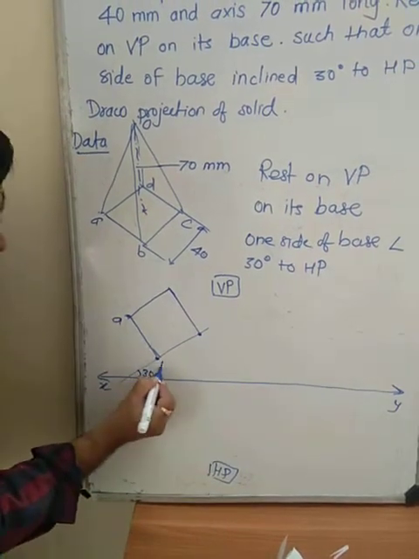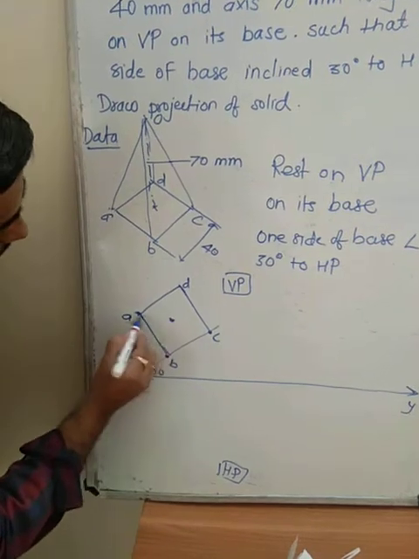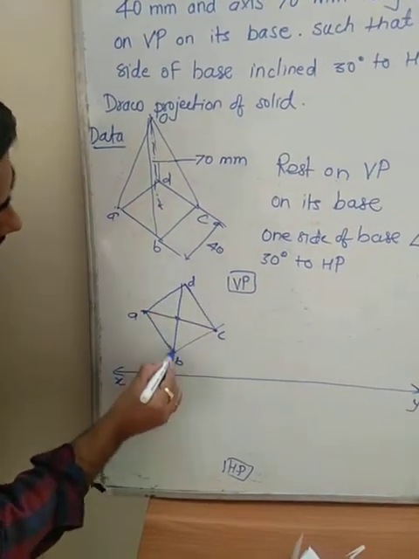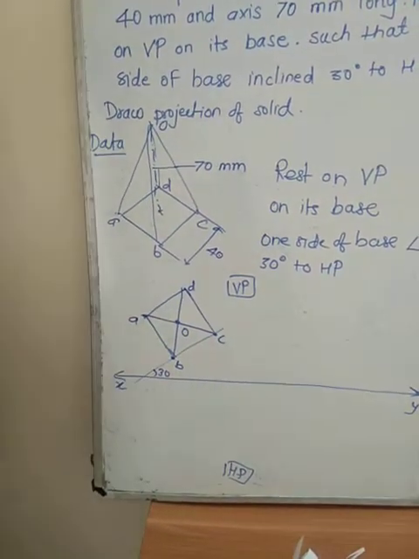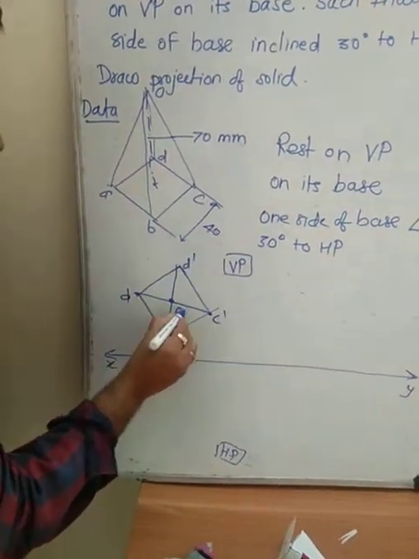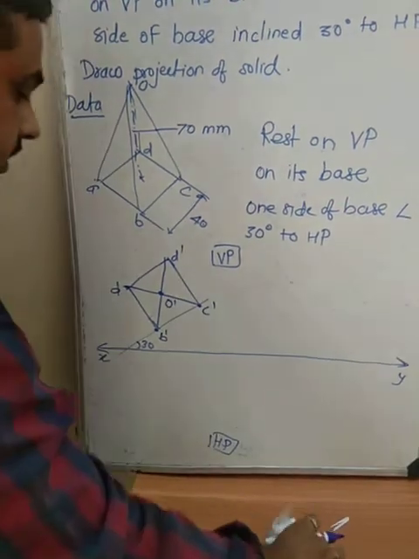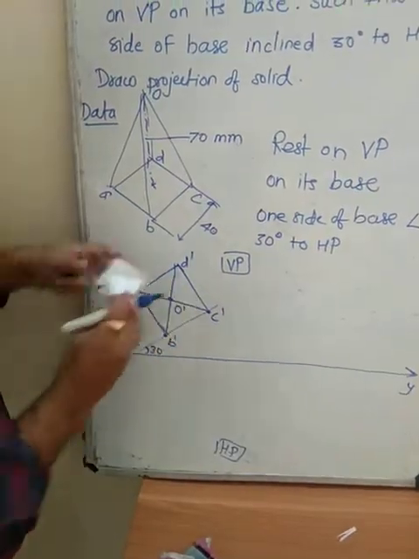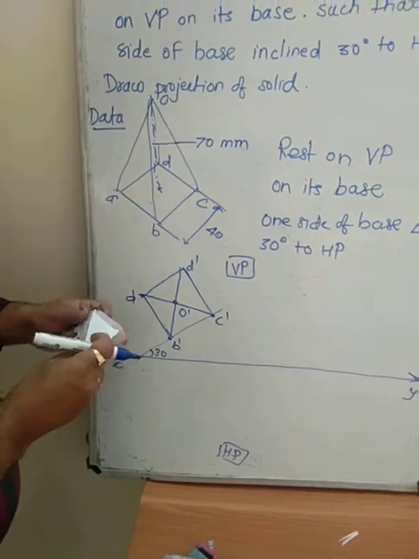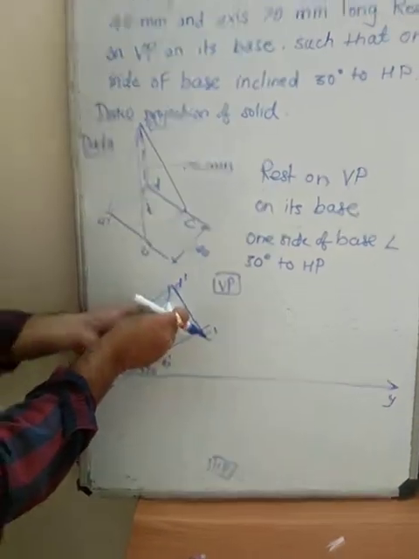This is A, B, C, D. Now the apex is here. This is your O, the apex, and as it is a hidden edge in the front view, you have to give a dash here. So this is your front view. The front view of the solid is like that. Understand? Now you have to draw the top view.